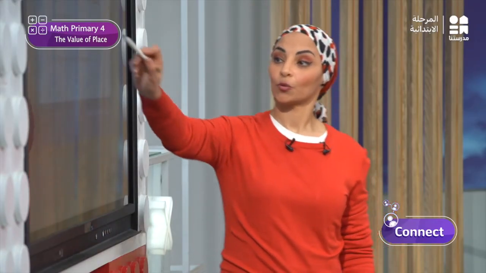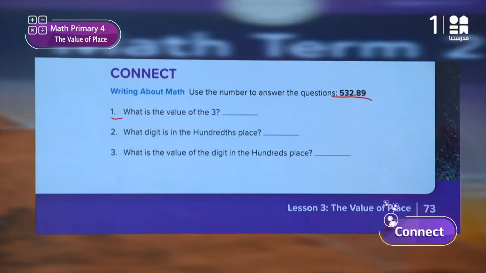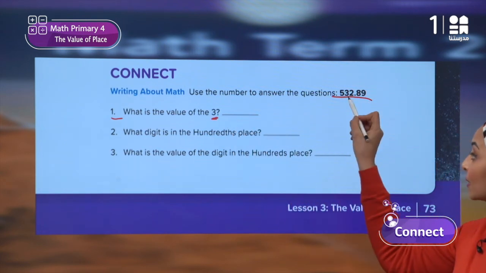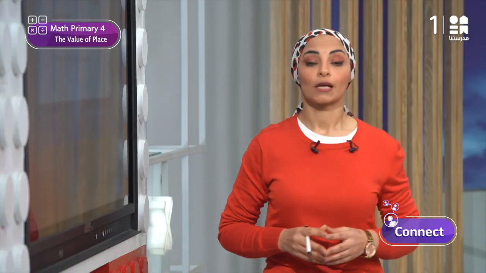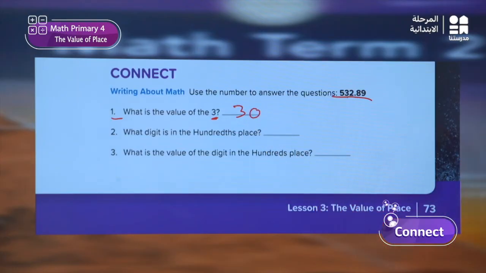Here in problem number 1, I'm sure you were all able to identify the value of the digit 3 in the number. We want the value of digit 3 in this number. So, the value of 3 is what? Yes, the value of 3 is 30. Why 30? Because it is in the 10th place.